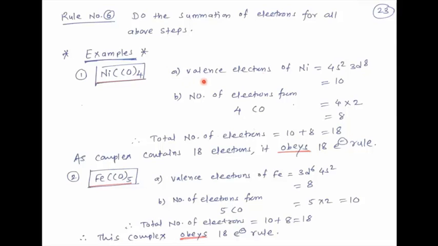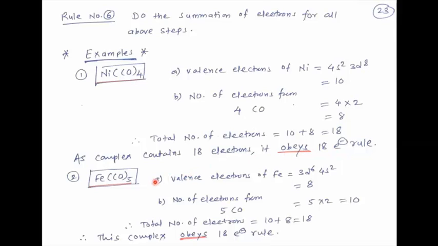Tetracarbonyl nickel. The configuration is 4s2 3d8. Therefore 2 plus 8, 10 electrons are present in the valence shell of nickel. Carbonyl is the only ligand. Each carbonyl donates 2 electrons, so 4 carbonyl donate 8 electrons. Hence the total number of electrons is 10 plus 8 equals 18, and the complex obeys the 18 electron rule.